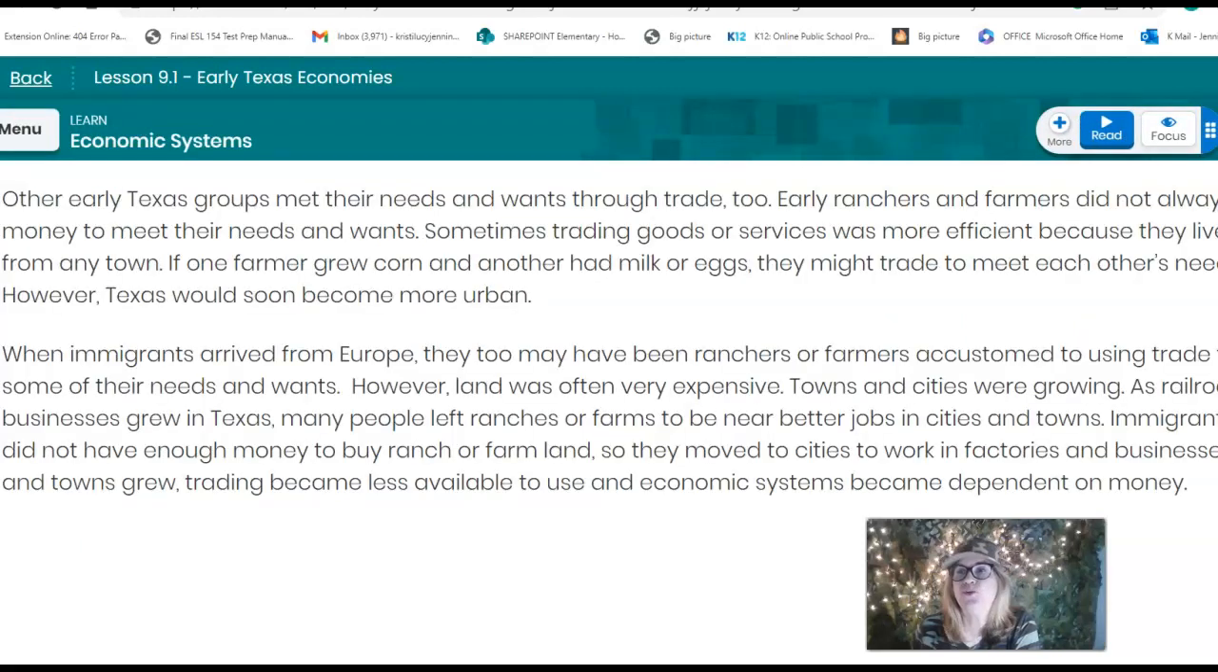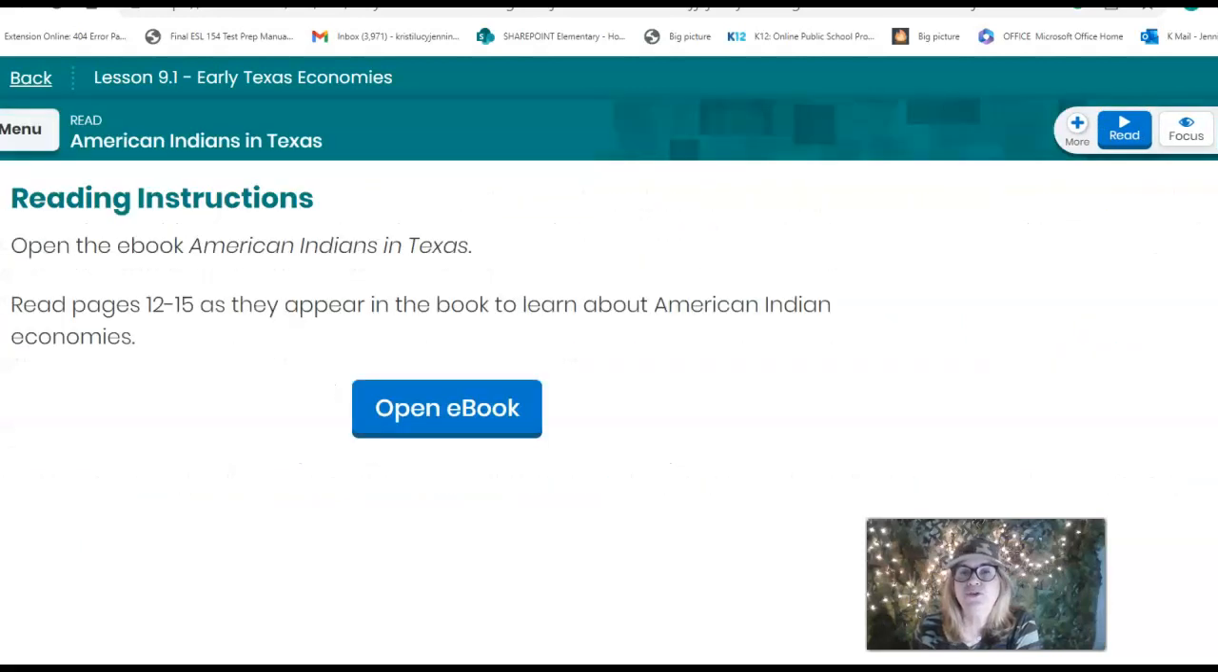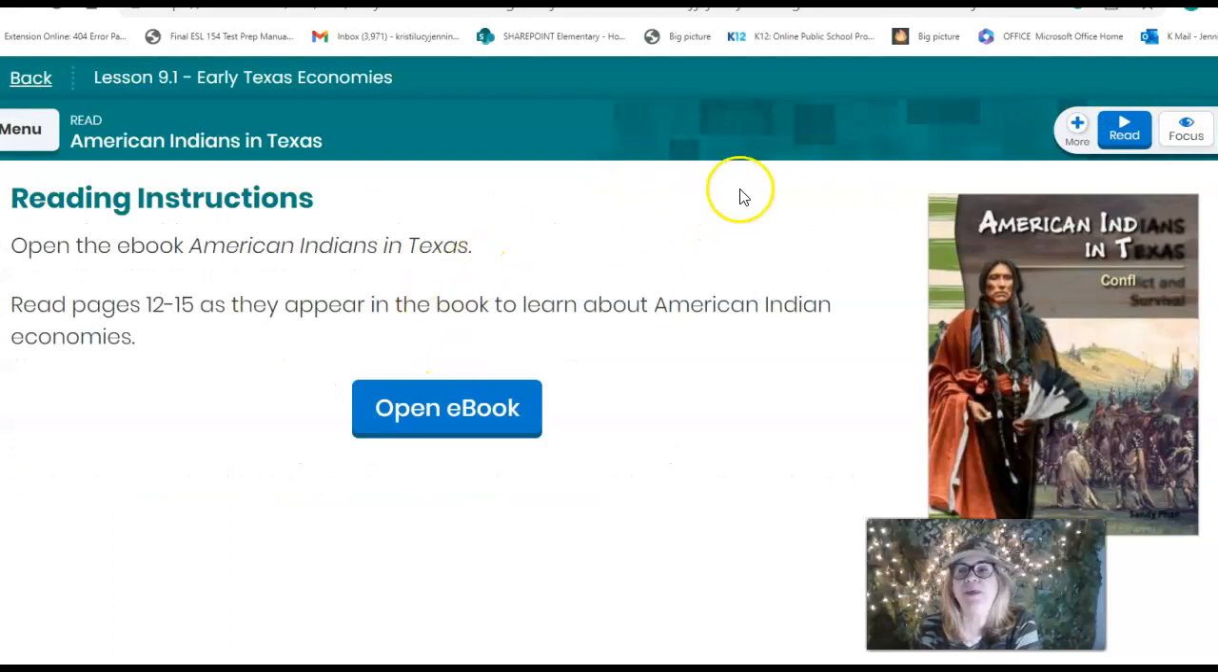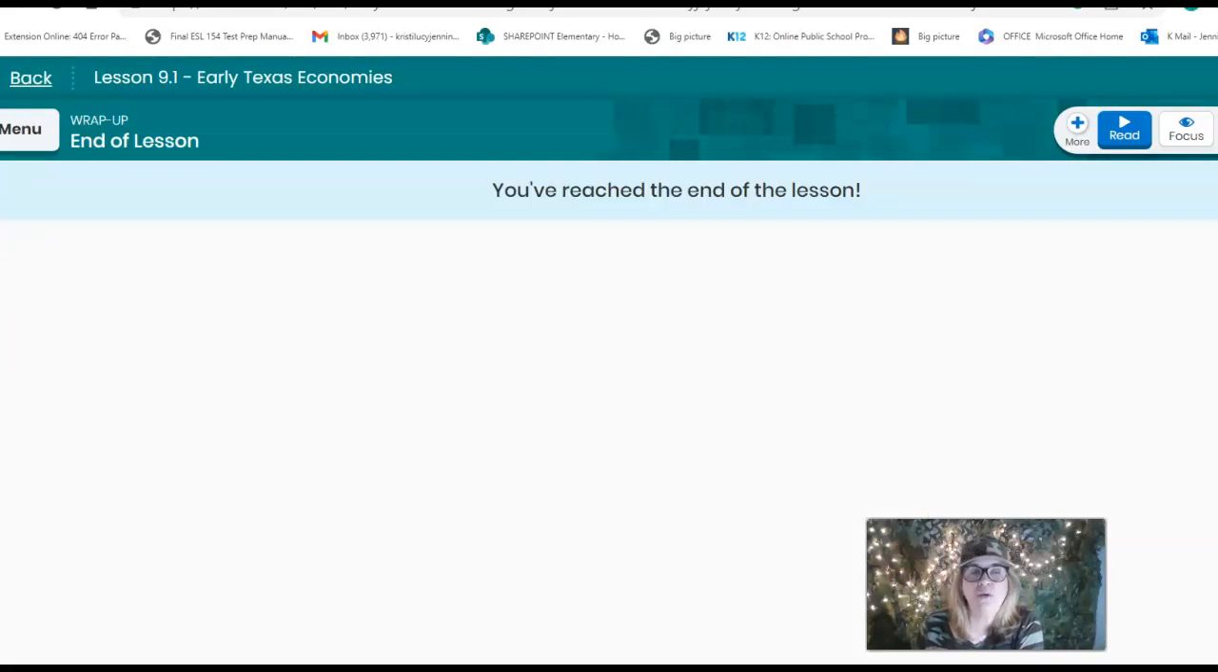Make sure you read everything, make sure you open up the ebook and read about the American Indians in Texas. Also make sure that you are reading the student guidelines as well.